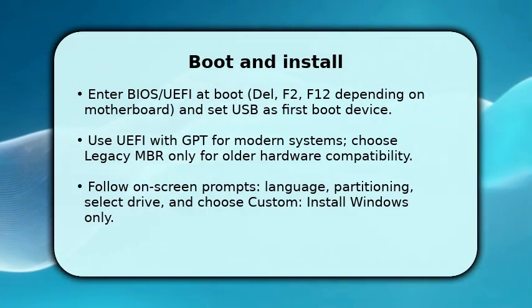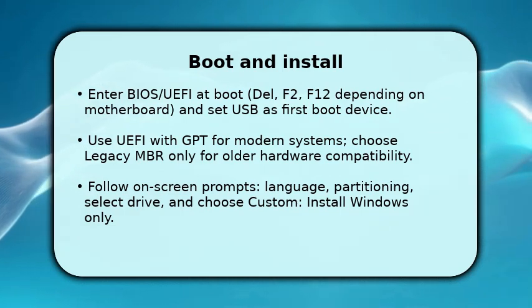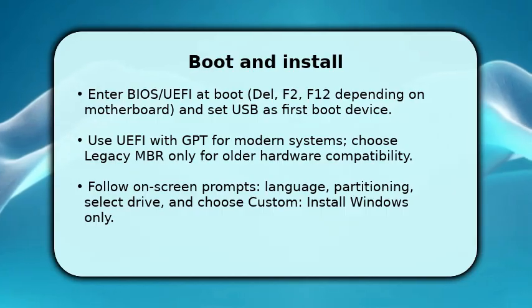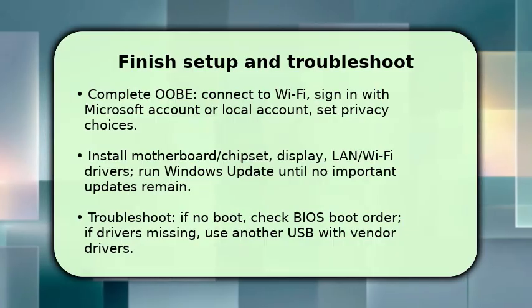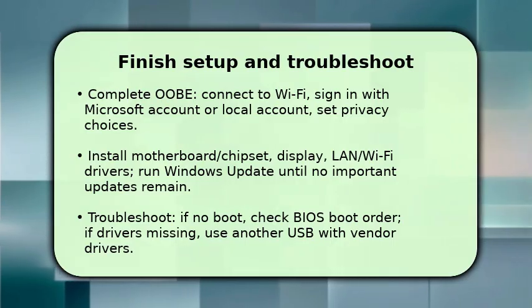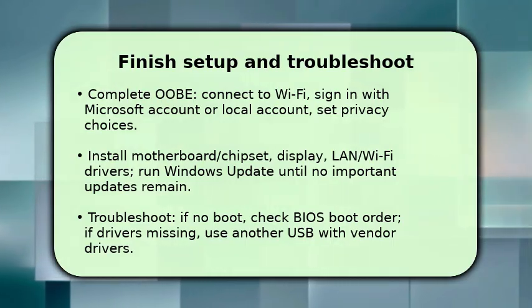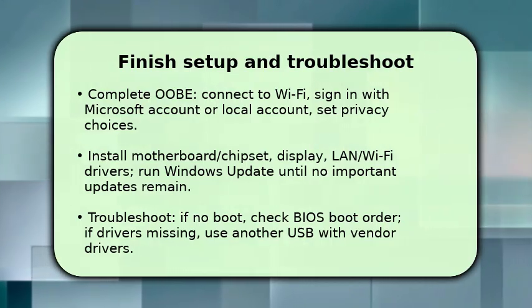Delete old partitions if this is a fresh machine, create new partitions as needed, and select the primary partition to install. You complete out-of-box experience by choosing region, connecting to the network, and signing in with your Microsoft account or creating a local account. Make sure to install chipset, graphics, and network drivers from the manufacturer. These often solve hardware recognition issues, and run Windows Update repeatedly until no critical updates remain.